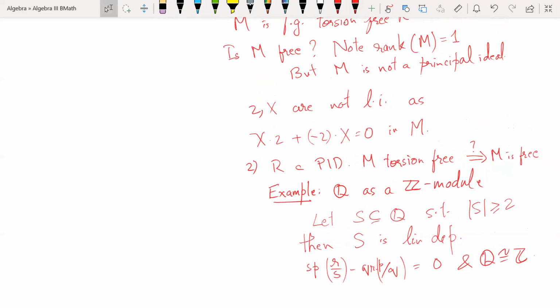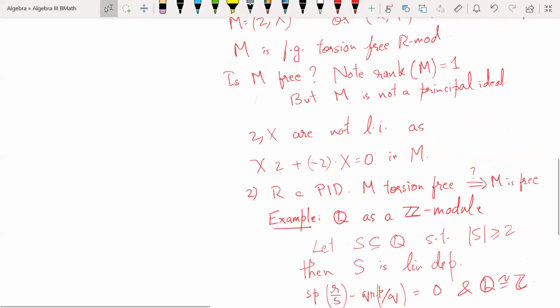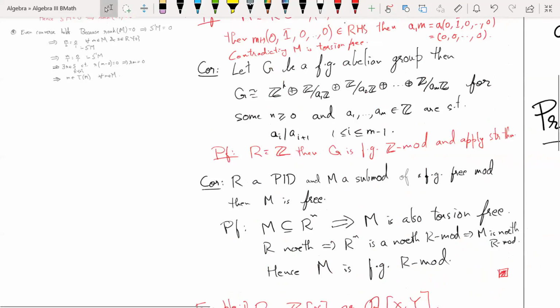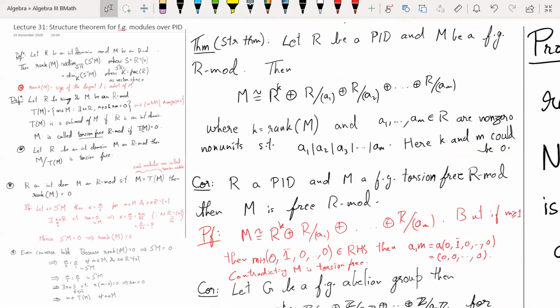So these are two examples to keep in mind to say that you need all these hypotheses for the structure theorem. Any questions?